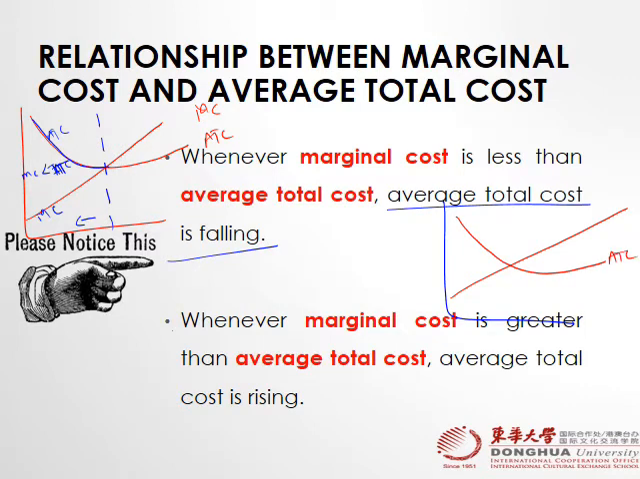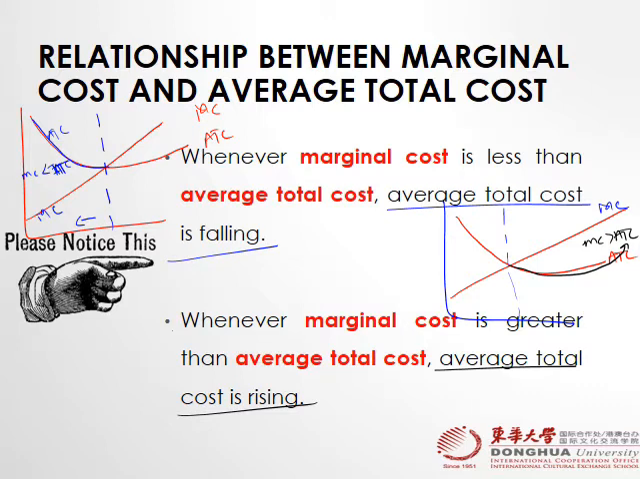Good. And now here we have our MC, and this is the average total cost. Let me divide it here. Now look at that one. Whenever MC is greater than the average total cost, the average total cost starts rising. Okay.